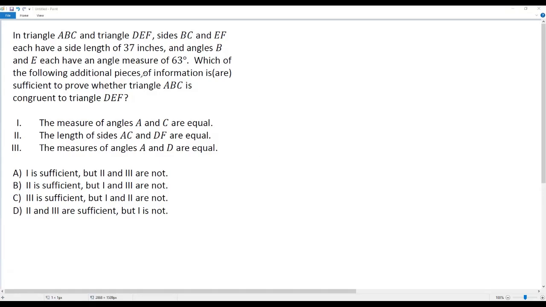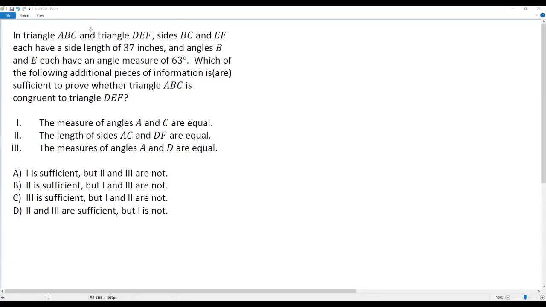Here we have a SAT math problem. Okay, let's go to the question. In triangle ABC and triangle DEF, sides BC and EF each have a length of 37 inches and angles B and E each have an angle measure of 63 degrees. Which of the following additional pieces of information is sufficient to prove whether triangle ABC is congruent to triangle DEF?